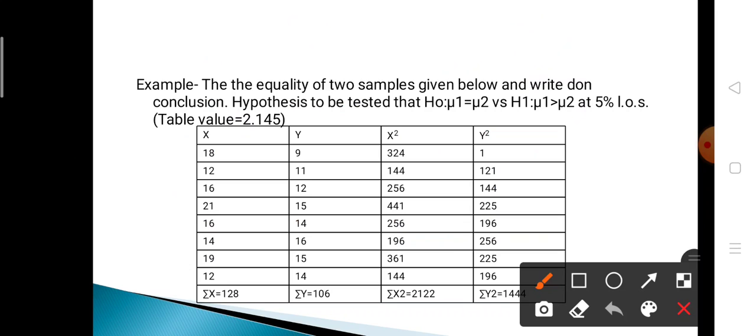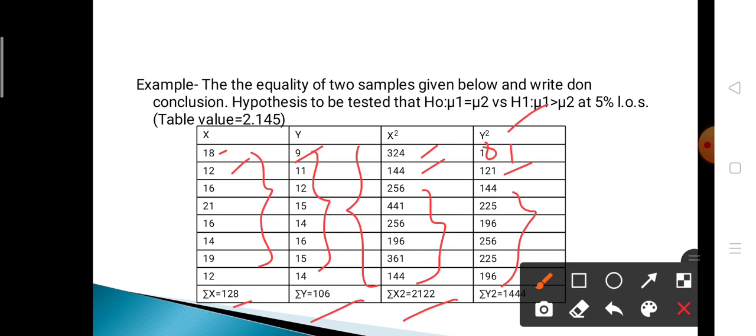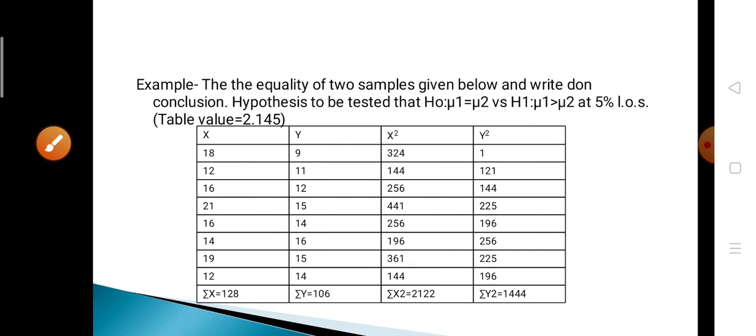Okay, so first value of x is 18. So 18 square is 324. 12 square is 144. Similarly calculate the remaining ones and take the total of the column. So here the total, that is sum of x square, is 2122. Similarly here the summation y is 106 and here the summation x is 128. Now make the column y square. What is meant by y square? Just squaring the values of y. Here 9 square is 81. Then 11 square is 121. Similarly calculate the remaining ones and calculate the total of the column. So here the total of column y square is 1444.